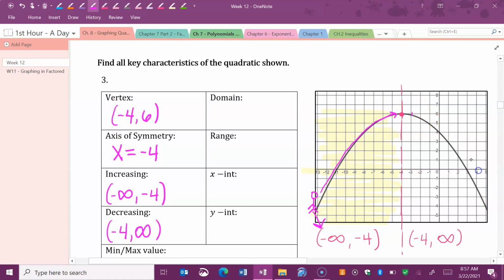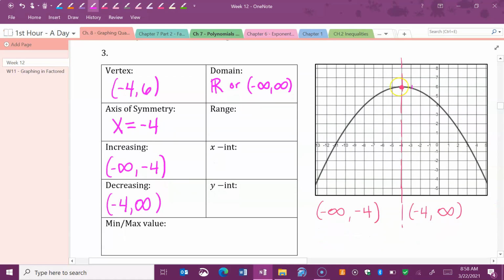The domain is always going to be all real numbers, or -infinity to infinity, because you're asking yourself what x values exist, and every single x value exists with quadratic equations. It doesn't matter what kind of quadratic equation it is, if it's opening up or down, it will always be -infinity to infinity. Okay. That vertex, we need to talk about, that is a max, because that's the highest that graph goes, and it has a max at 6.